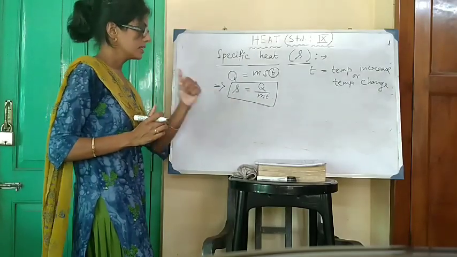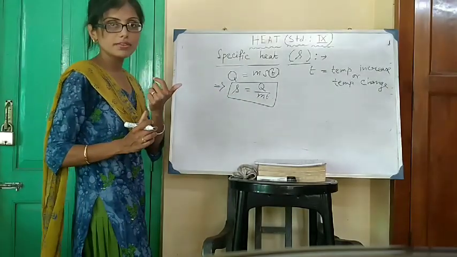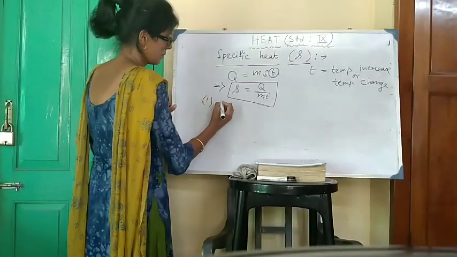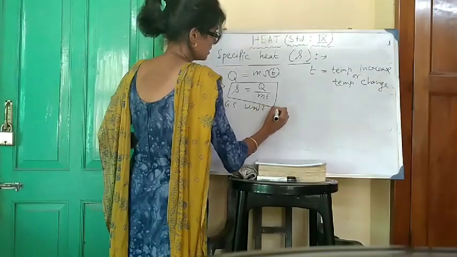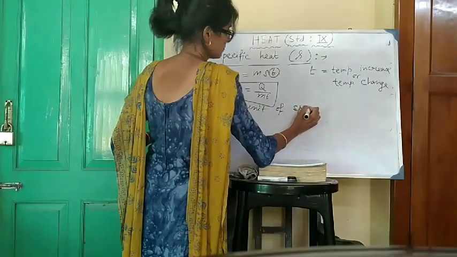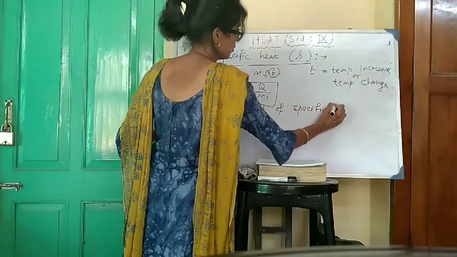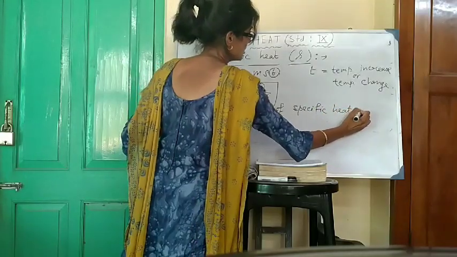So now calculate the units of specific heat. Number 1, CGS unit of specific heat.